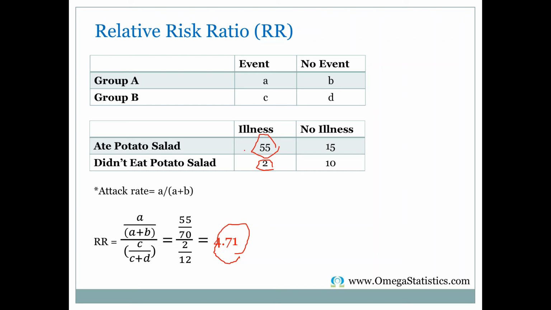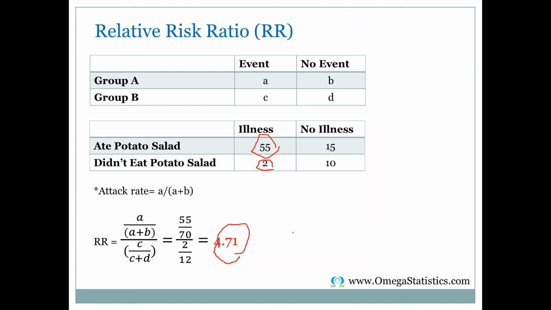So you can just eyeball it and go, wow, it looks like there's a big risk for eating that potato salad. Those who ate the potato salad had 4.71 times the risk of getting sick than those who didn't eat the potato salad. So we can also say that those who ate the potato salad had a 371% increase in risk. What we would do is, if it's above 1, we take the number and subtract 1 from it, and that gives us the percent increase in risk, okay?